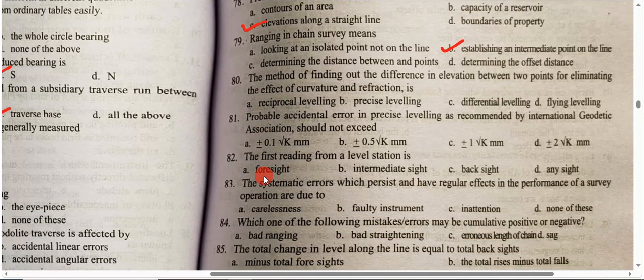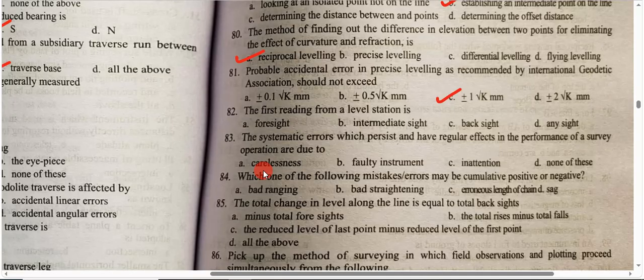The method of finding out the difference in elevation between 2 points for eliminating the effect of curvature and refraction is reciprocal leveling. Probable accidental error in precise leveling, as recommended by the International Geodetic Association, should not exceed plus or minus 1 root K mm. The first reading from a level station is backsight. The systematic errors which persist and have regular effects in the performance of a survey operation are due to faulty instrument.